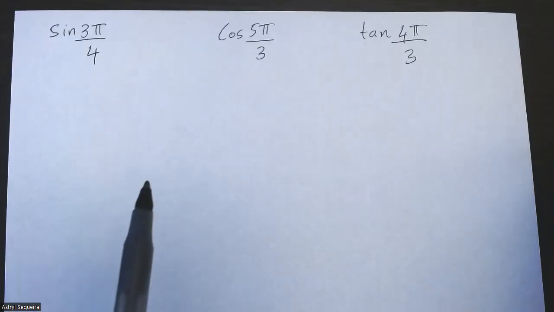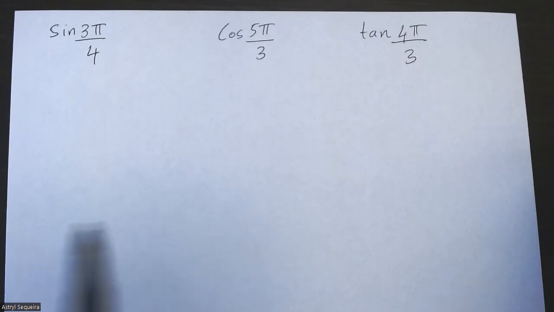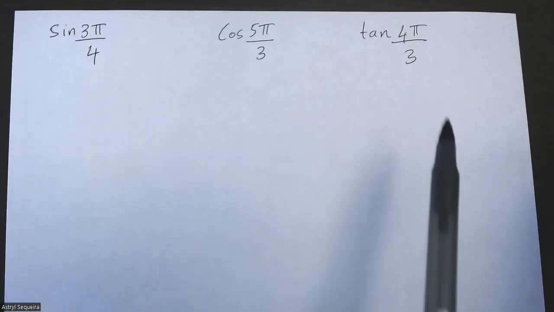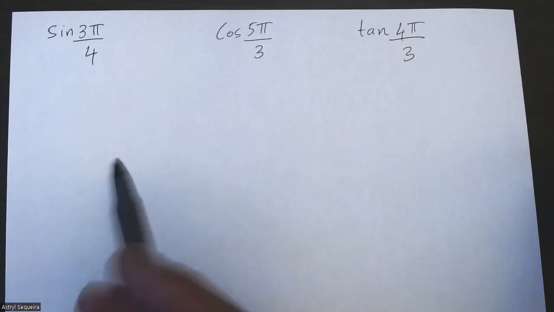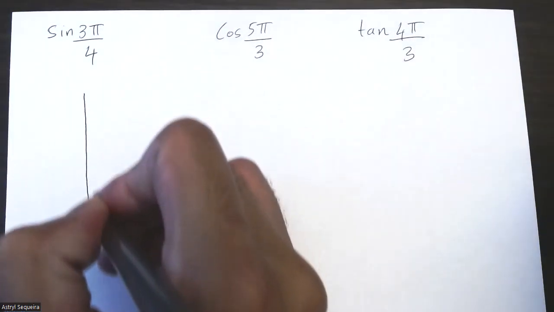All right, so in this video, we want to find the quadrant of the terminal arm. We want to find the related acute angle, and we want to find the sine of the ratios over here. Now, you typically want to solve this using your CAST rule.